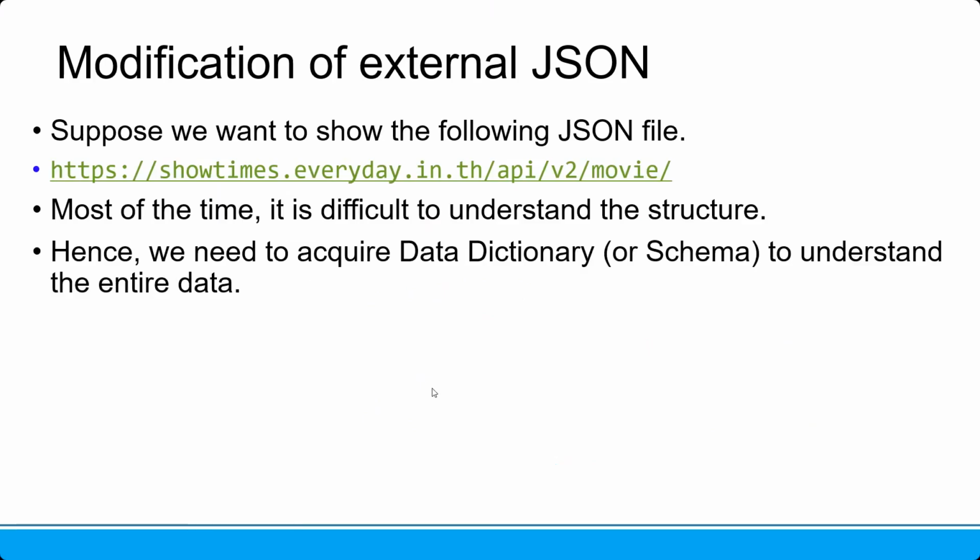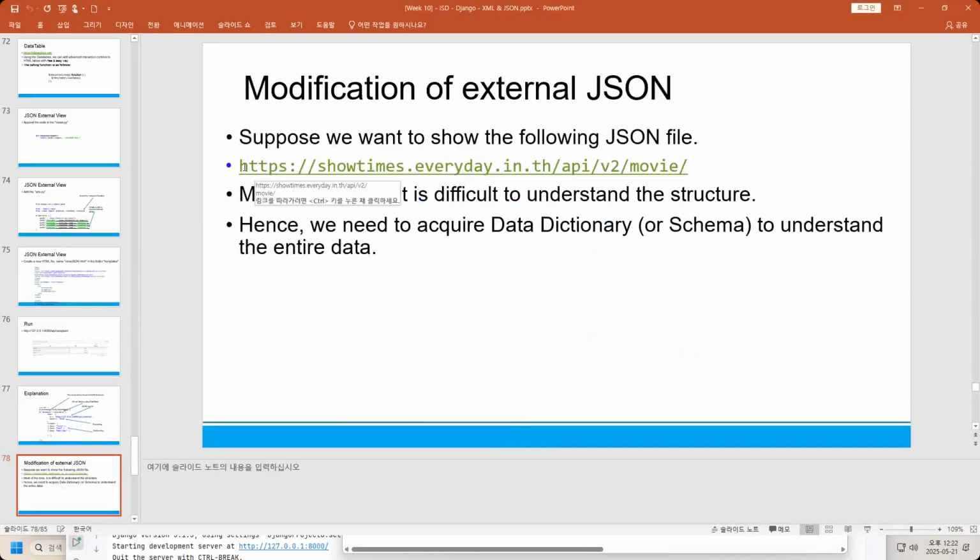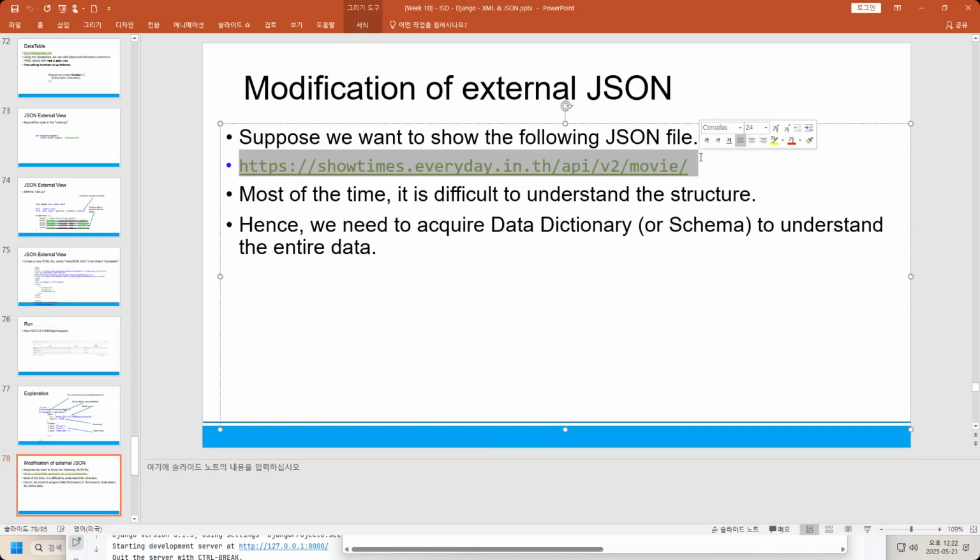Now, let's suppose we want to show the following JSON file. I'm taking this one as it is free. This is a free JSON file, and the structure is quite good.